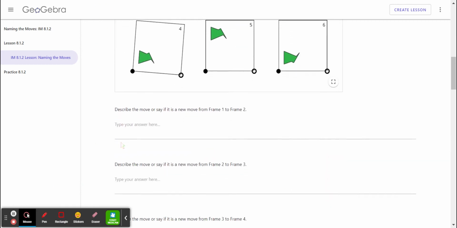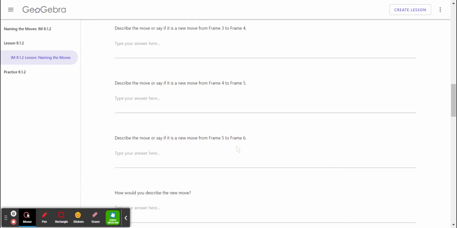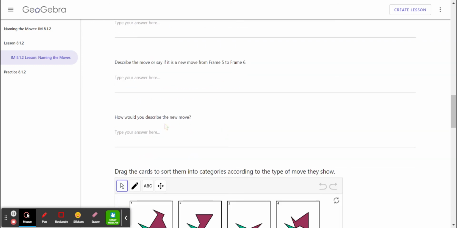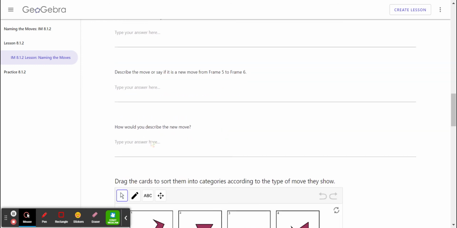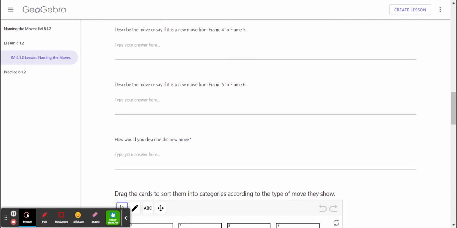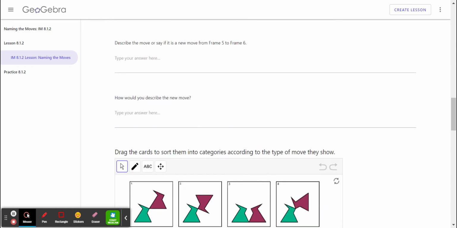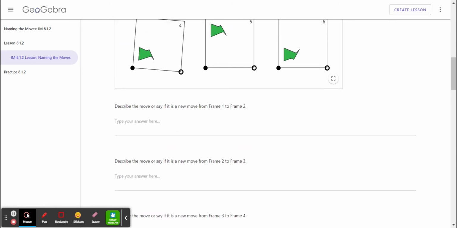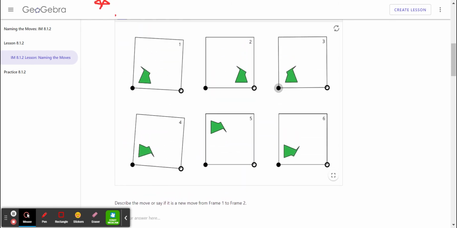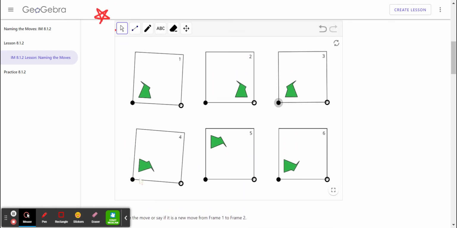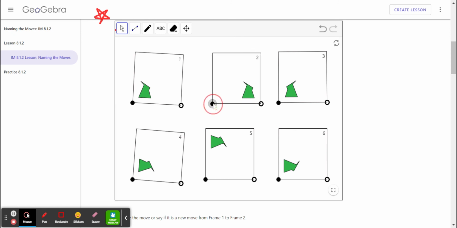Okay, so at this point, you should have answered these questions, describe the moves from each of the frames. The next question is, how would you describe the new move? And this is a little bit tricky, just in the sense that if you missed class yesterday, you wouldn't know what move is new and what move isn't. So the move that's new is the move from 2 to 3 and the move from 5 to 6. And the reason it's new is because the shape doesn't fit directly on top of the shape anymore. So something special is happening here.